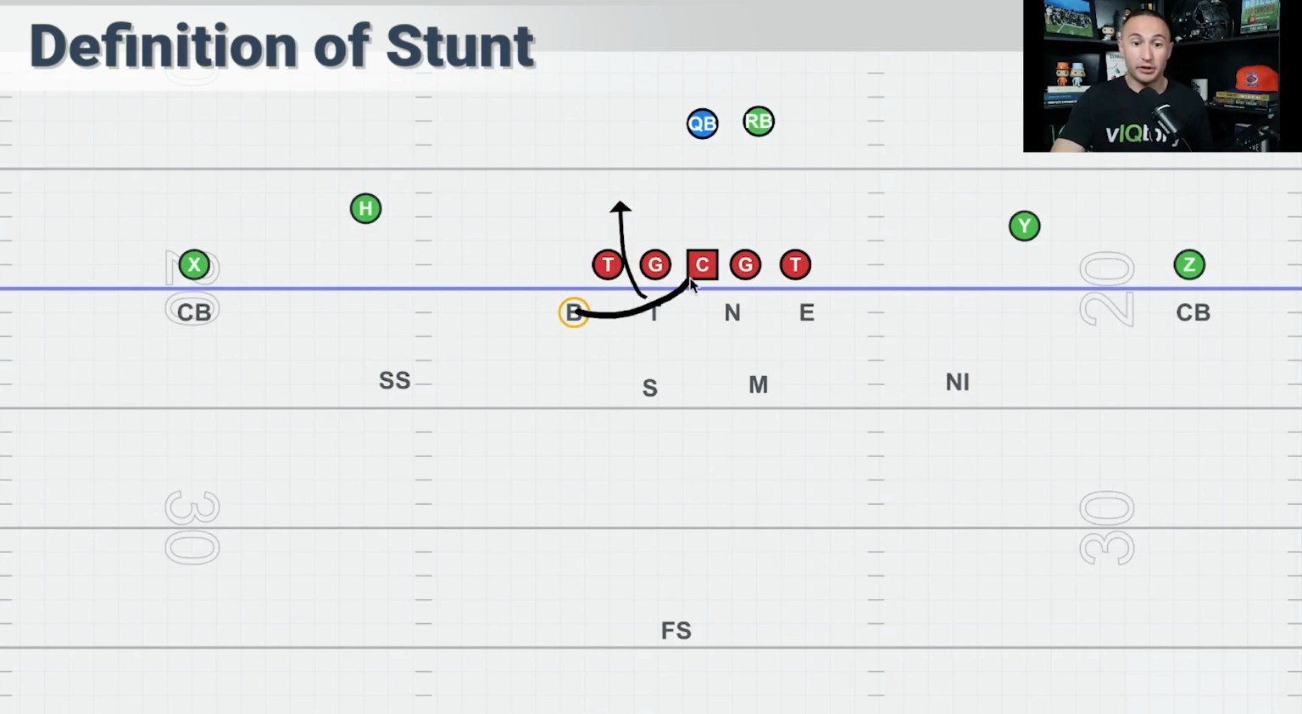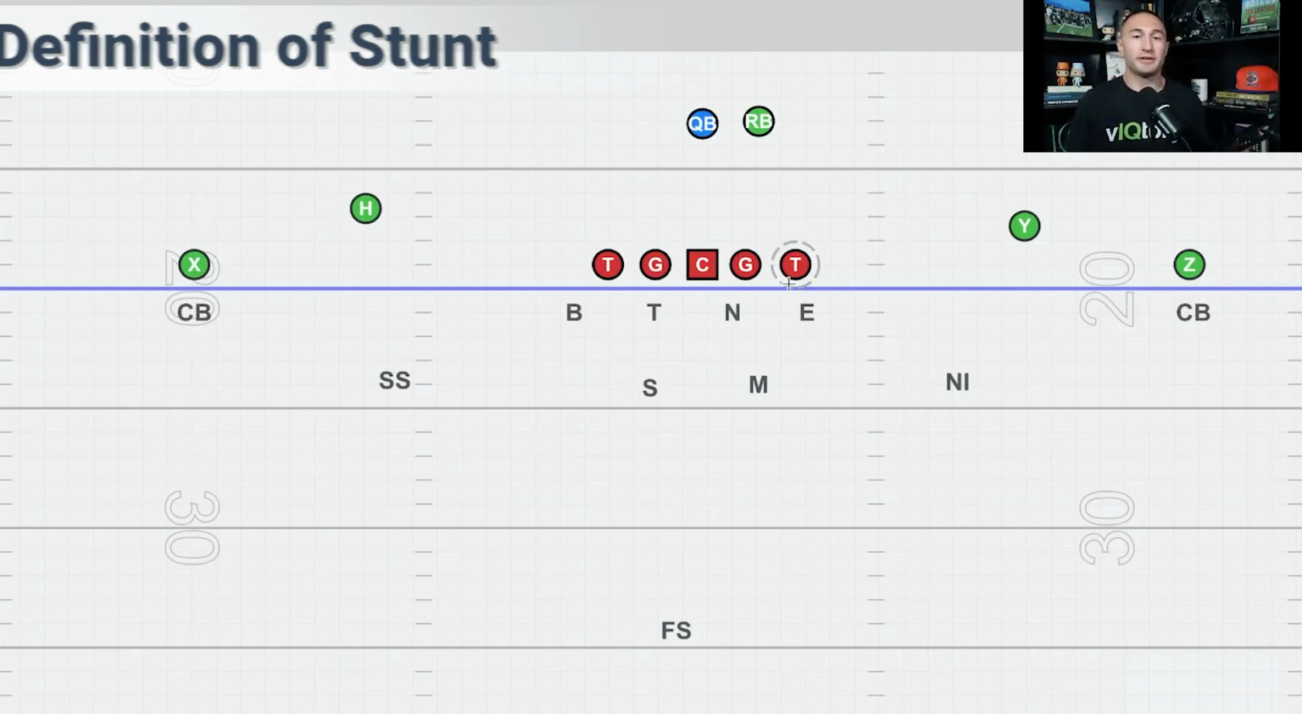And then you may see a player looping around. There's a variety of different combinations that we're going to cover, but this is what we're talking about when we talk about stunts: how can we loop somebody, penetrate somebody, or disrupt somebody enough that we can get a player free to the inside or even to the outside.